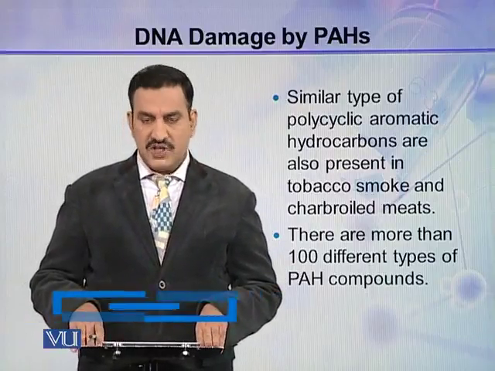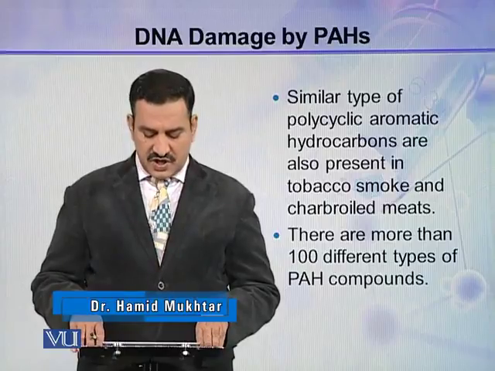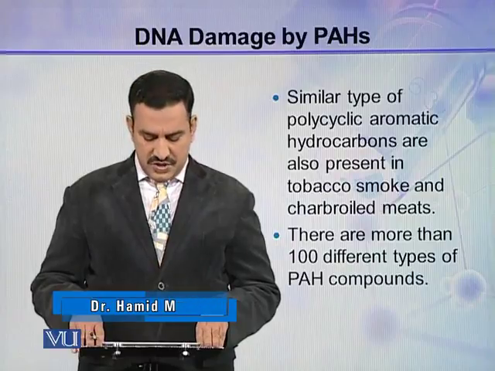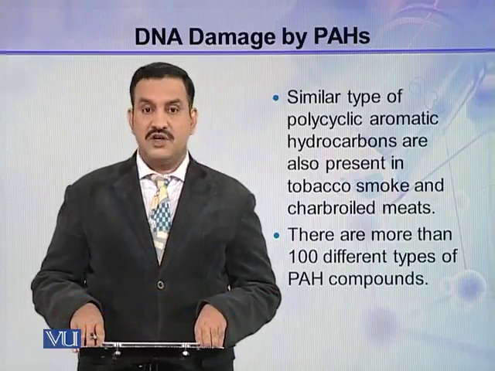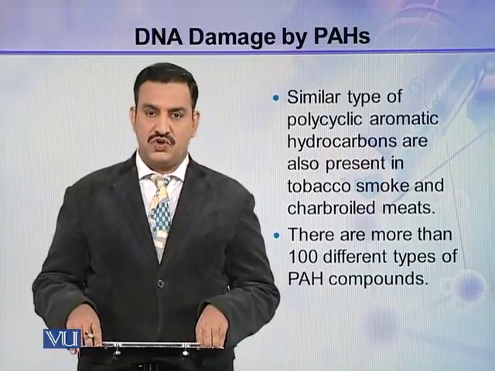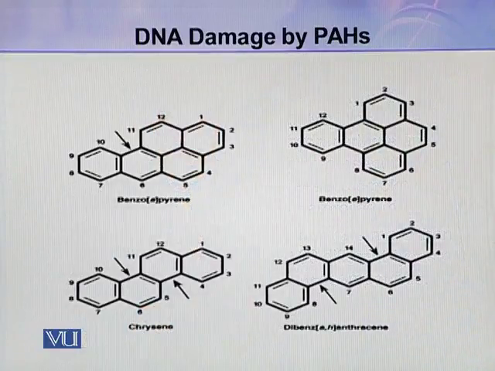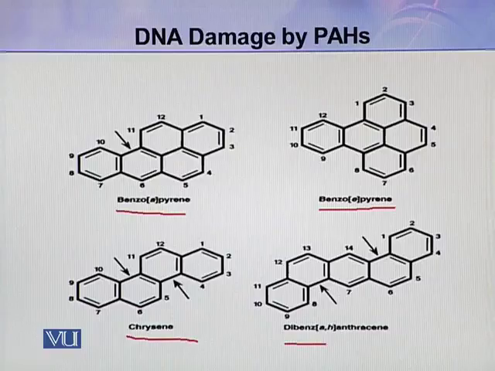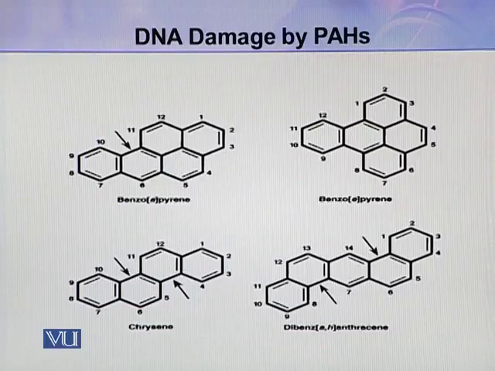Similar types of polycyclic aromatic hydrocarbons are also present in tobacco smoke and charbroiled meats. There are more than 100 different types of PAH compounds present in the environment. Here are some examples. These two are benzopyrene, this is chrysene, and this is dibenzanthracene. These are examples of polycyclic aromatic hydrocarbons which can damage DNA.